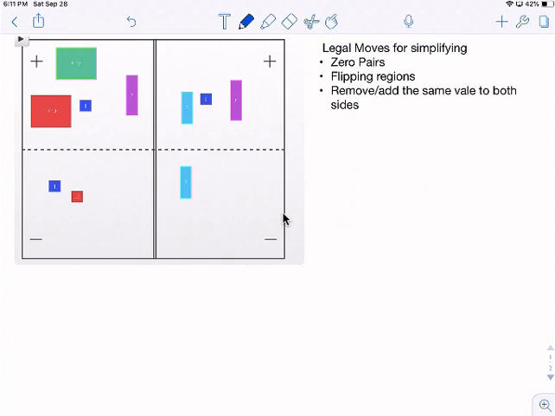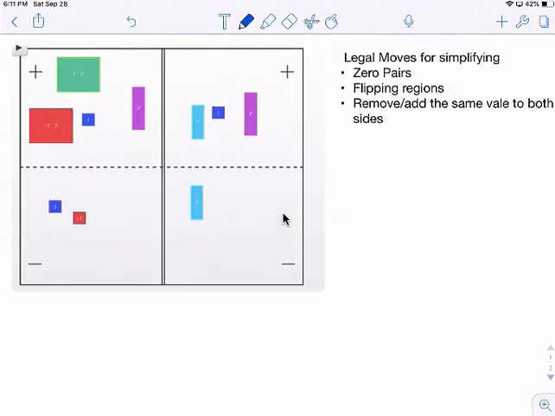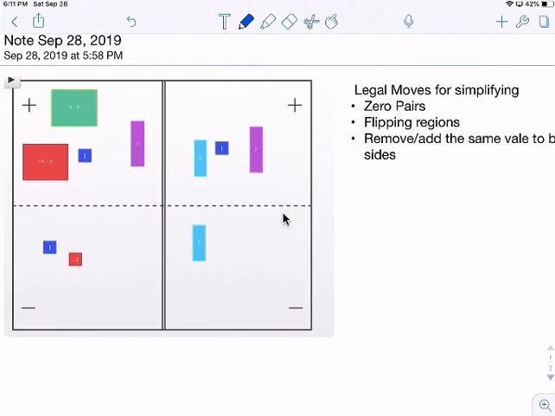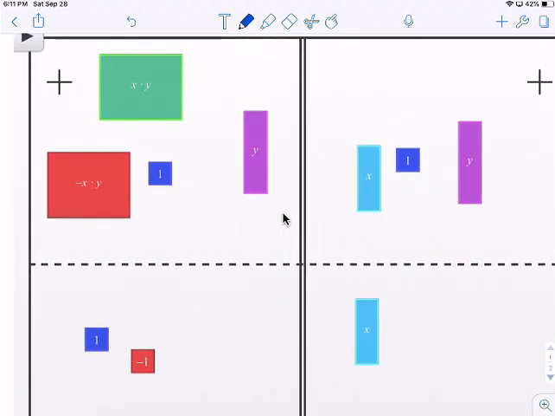When simplifying algebraic expressions with algebra tiles, there are a few legal moves that we can use. The first one is zero pairs. Zero pairs is a positive and a negative of the same tile in the same region. So, for instance, we have a positive xy and a negative xy in the same region on the same side of our mat. So that would make 0.